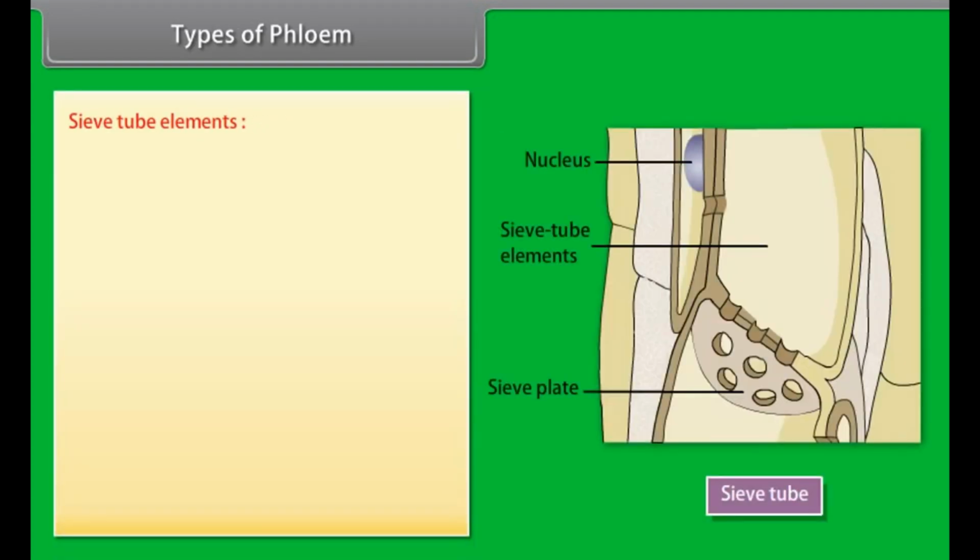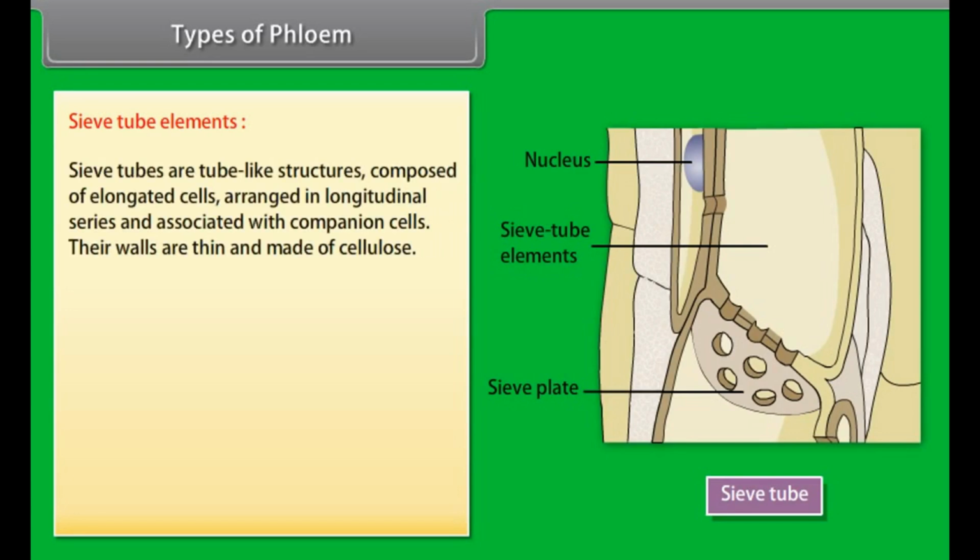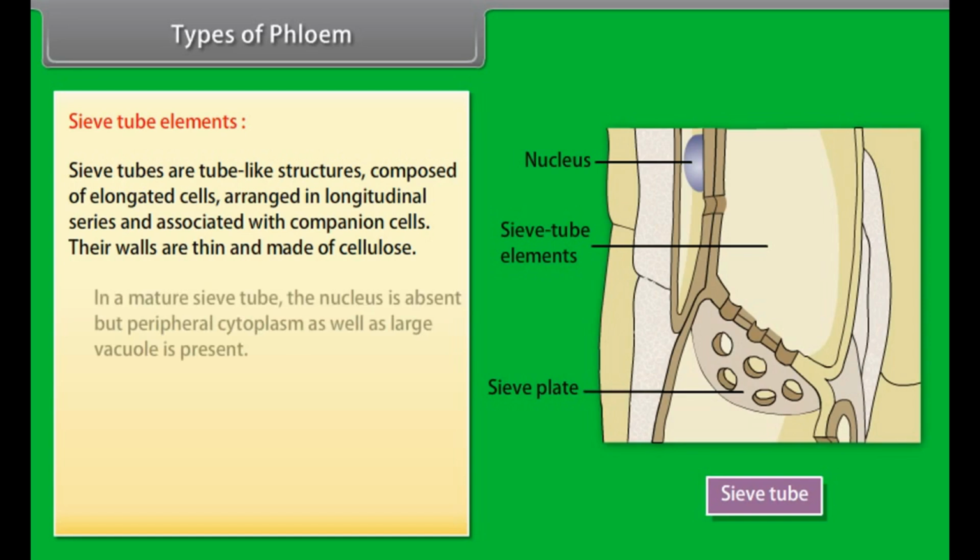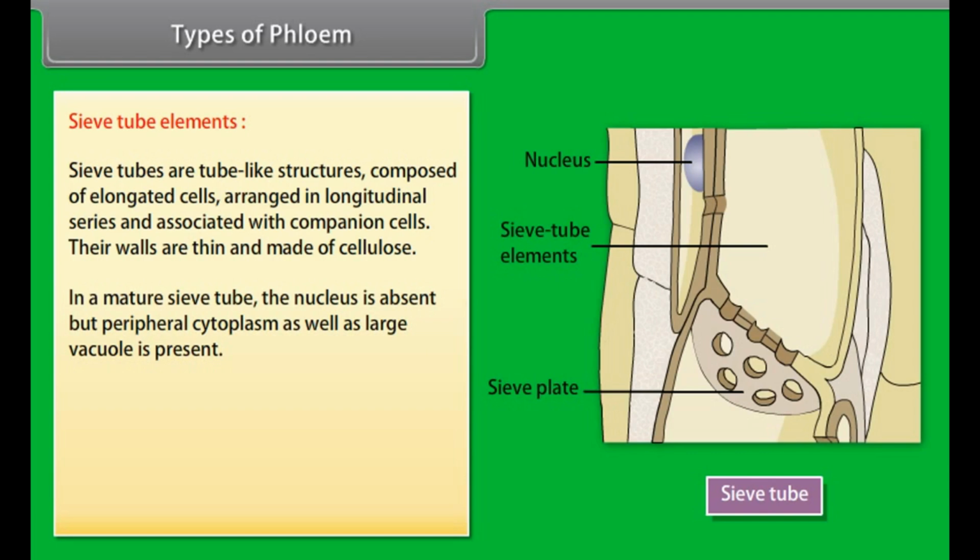Types of phloem. Sieve tube elements. Sieve tubes are tube-like structures composed of elongated cells arranged in longitudinal series and associated with companion cells. Their walls are thin and made of cellulose. In a mature sieve tube, the nucleus is absent, but peripheral cytoplasm as well as a large vacuole is present.